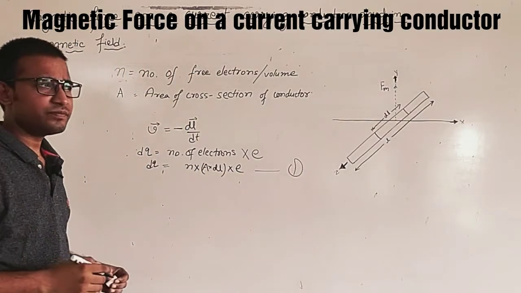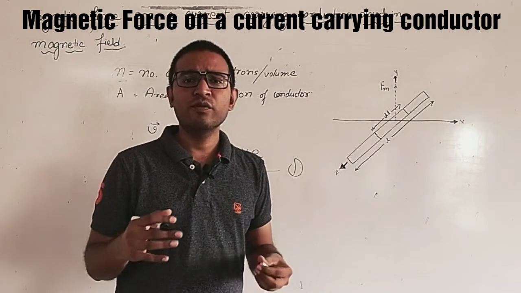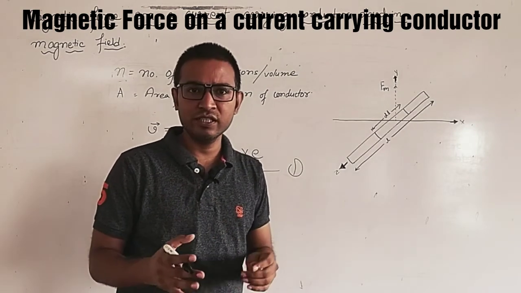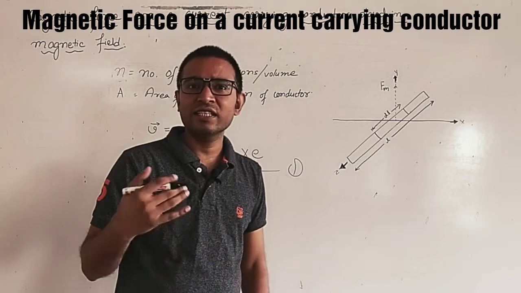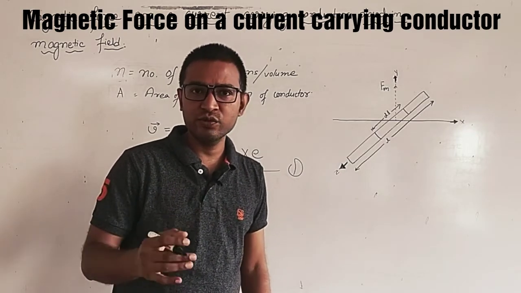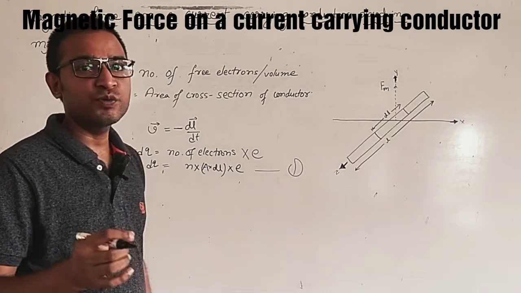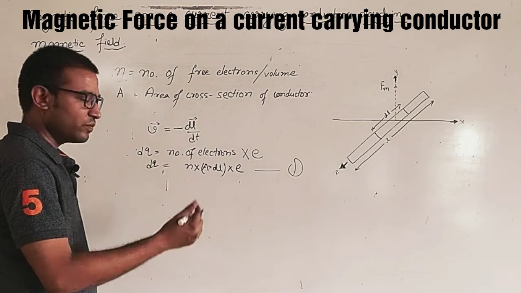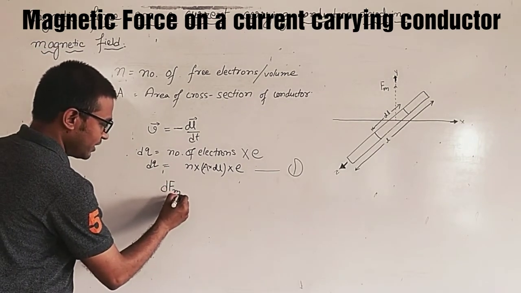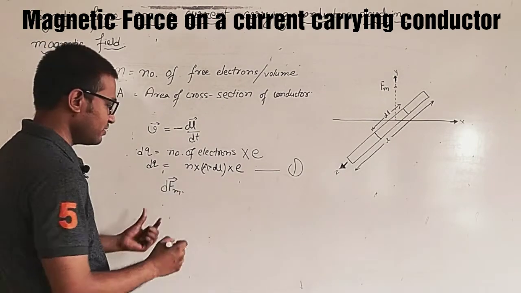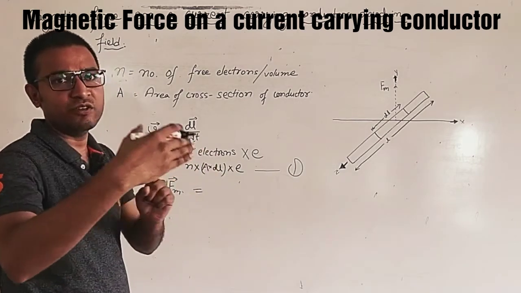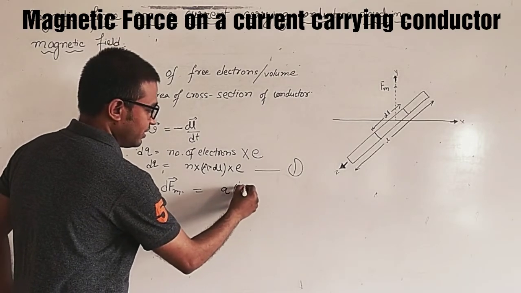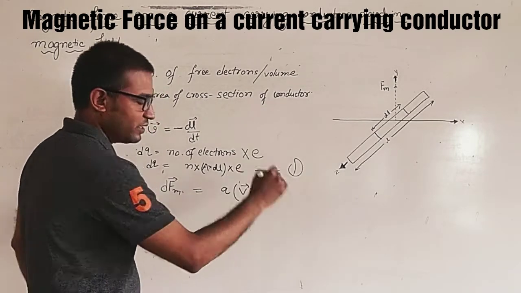Now next we try to find the expression for the force. We know that the Lorentz force is the sum of two forces: the electrostatic force, that is qE, and the magnetic force, that is q v cross B. Here we will consider the magnetic force. For this small element the magnetic force will be very small, so we assume the force is also small, dFm, and this must be equal to q v cross B.